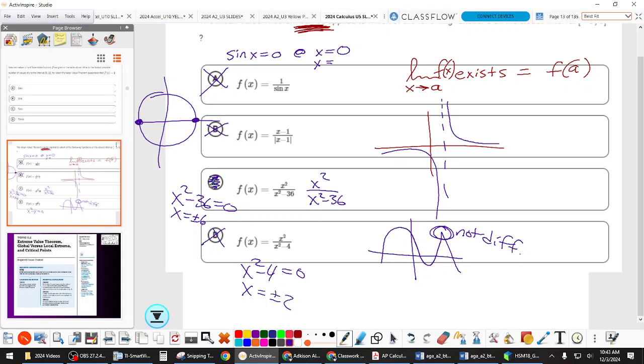So you can use the mean value diagram on that? Yes, because it doesn't have a discontinuity. At least not on our interval. Yeah.